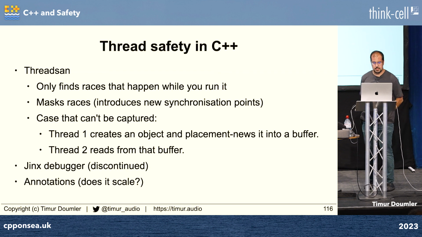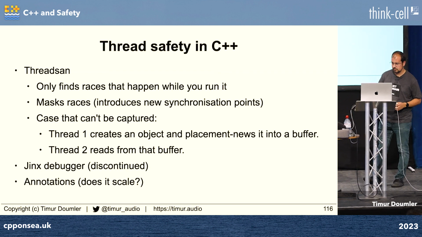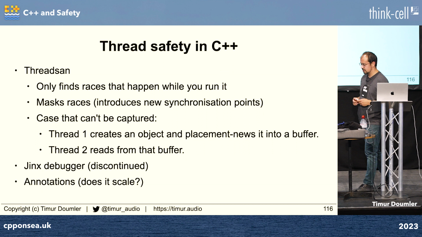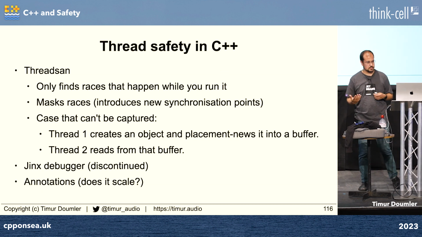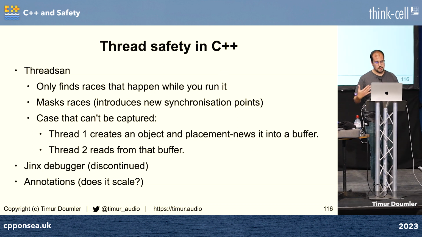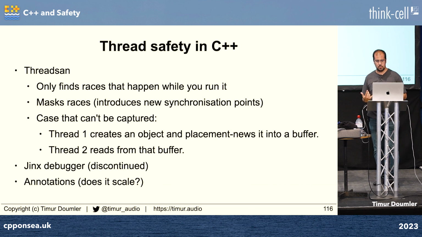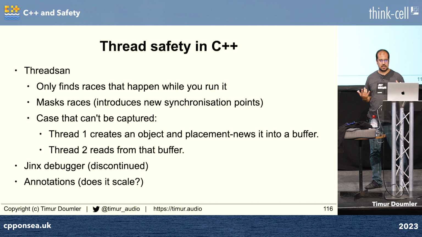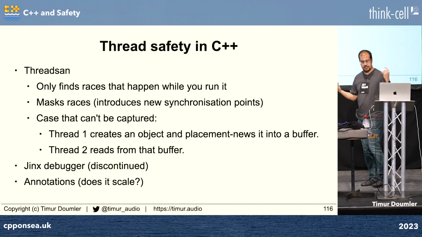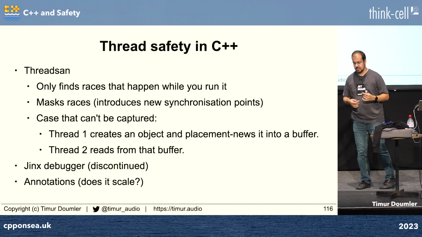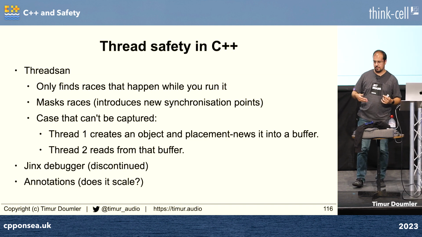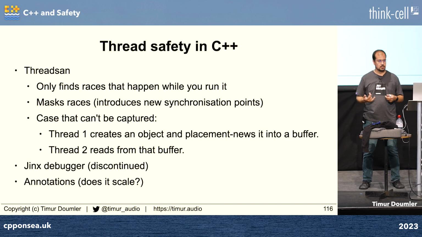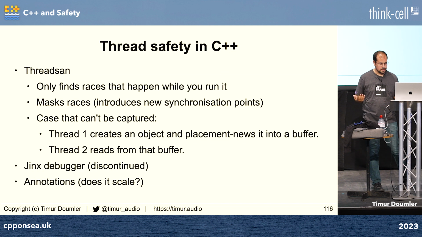So what can we do in C++? Well, we have thread sanitizer, which finds some things, but it typically only finds races that happen while you actually run it. It also masks some races because it introduces new synchronization points. There are cases that it just can't capture. For example, if you have one thread that creates an object, placement moves it into a buffer, and then another thread reads from that buffer, or anything else that involves some kind of side channel, thread sanitizer is not going to find that.